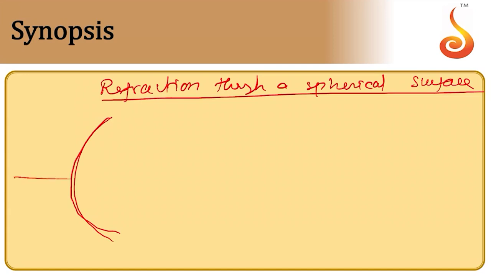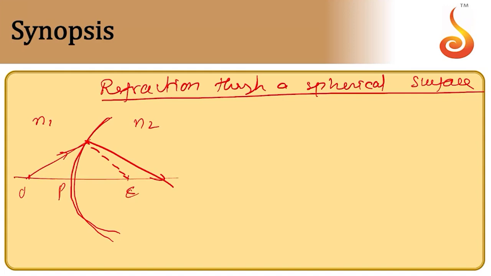and this medium is of refractive index n1, this is of refractive index n2, and this is the pole, and here is the center of curvature, and this is the object position. So I'll show an approximate representation. The center of curvature is here. So this is the representation.